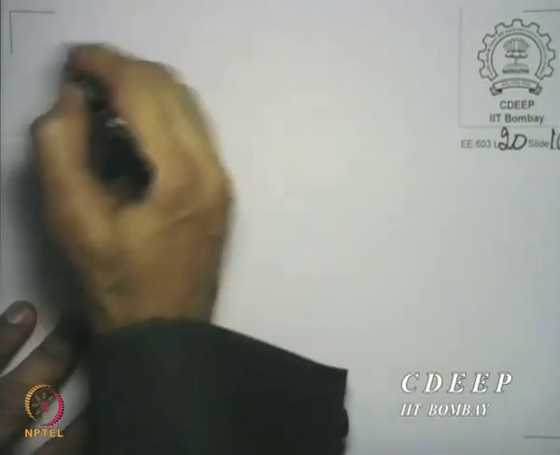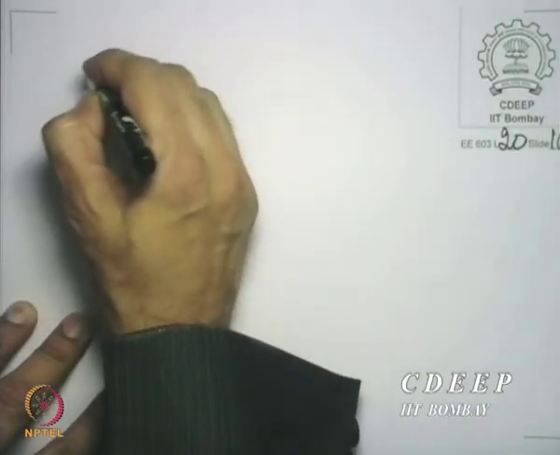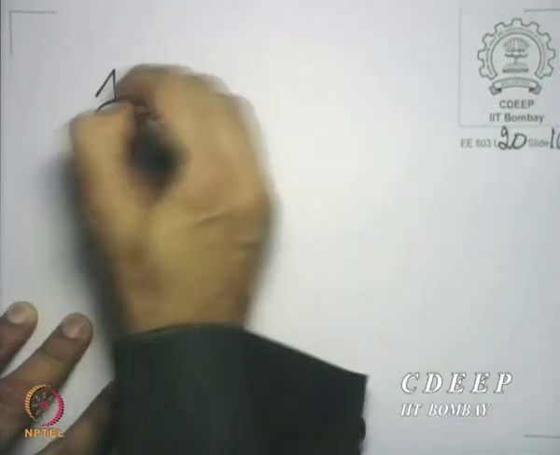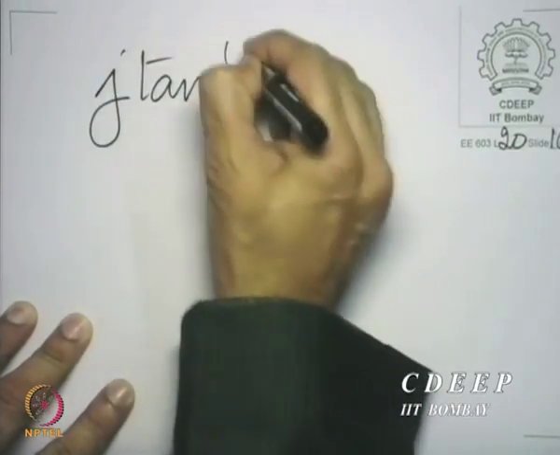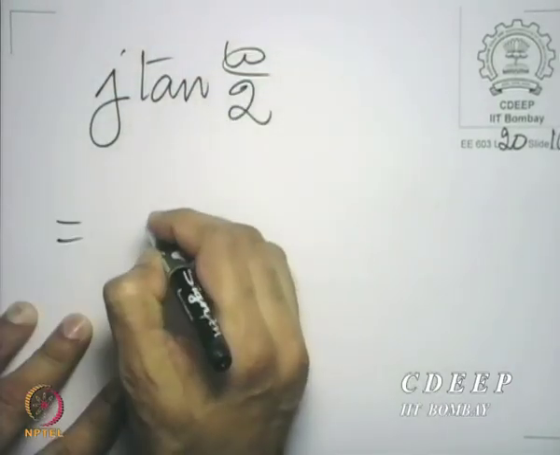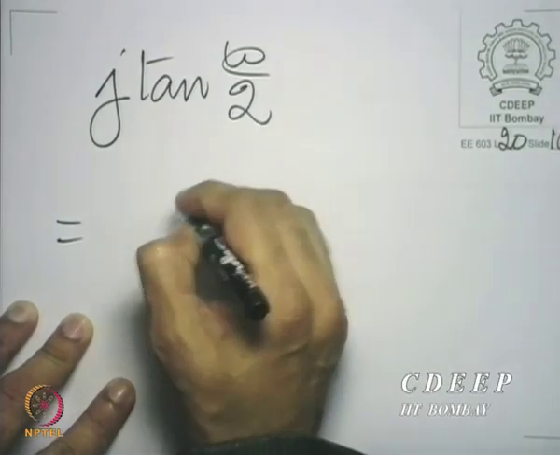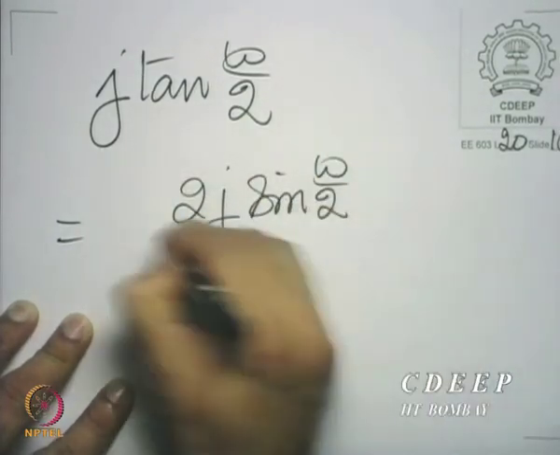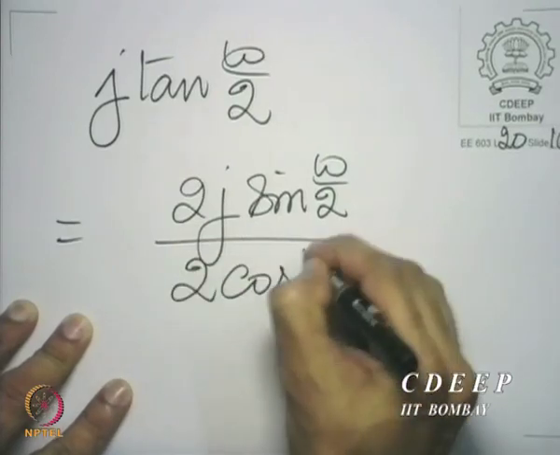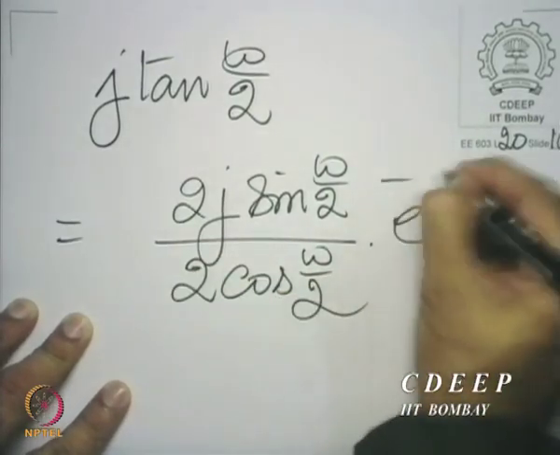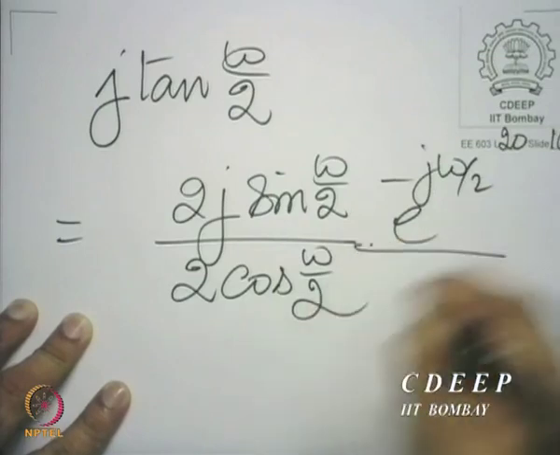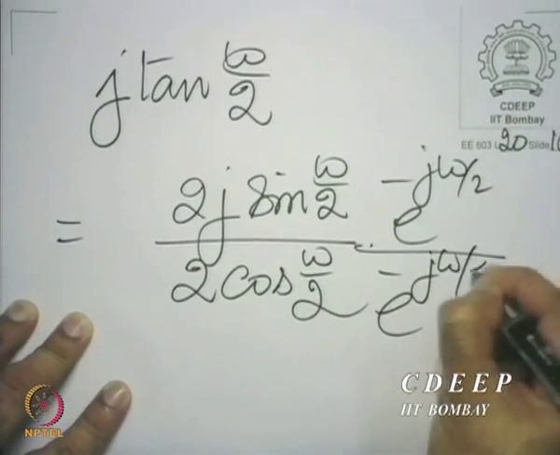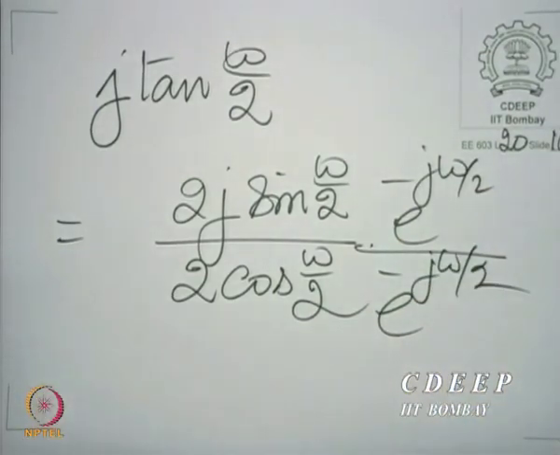Indeed, to get tan omega by 2, what you are saying is you want j tan omega by 2. And j tan omega by 2 can be written as 2j sin omega by 2 by 2 cos omega by 2. And nothing stops you from multiplying by e raised to the power minus j omega by 2 in the numerator and the denominator. And in fact, there we have the answer.